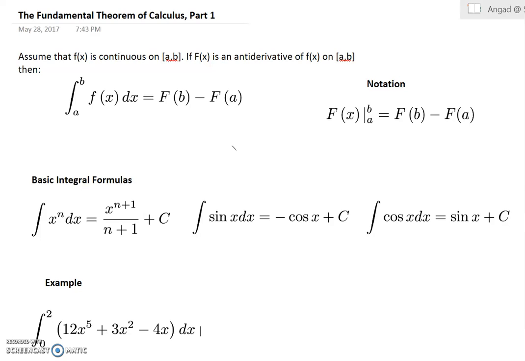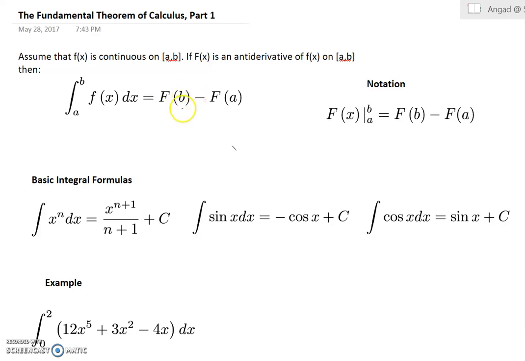So what the fundamental theorem of calculus part 1 essentially tells us is if the function f of x is continuous on the interval a to b, and if capital F of x is the antiderivative of f of x on the same interval, then this formula will hold true.